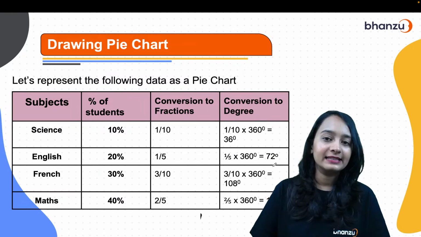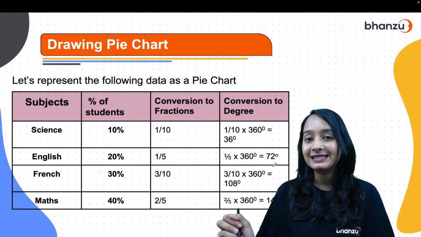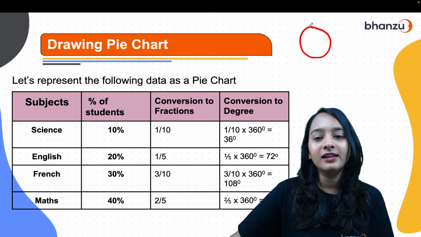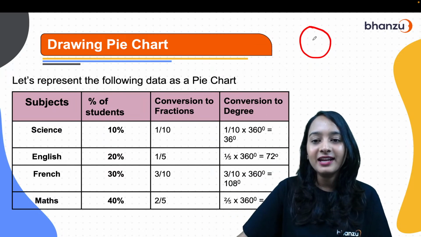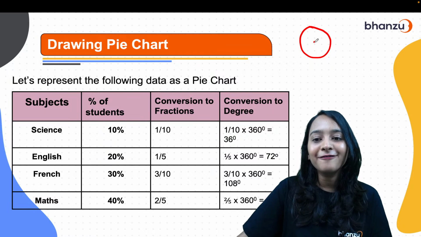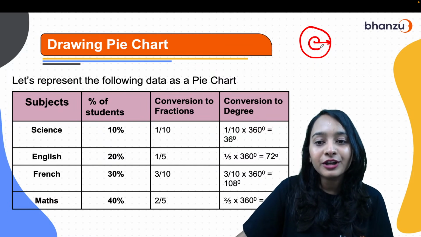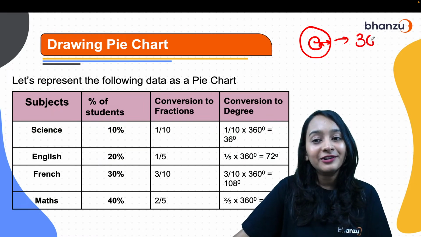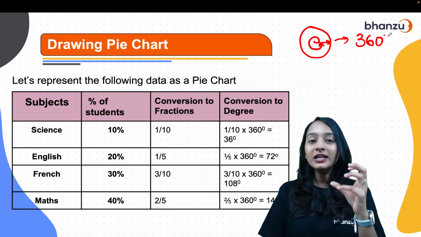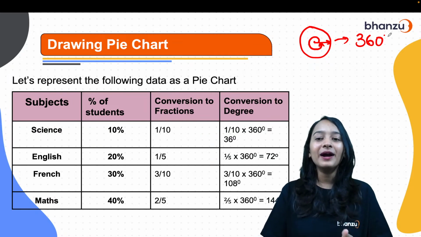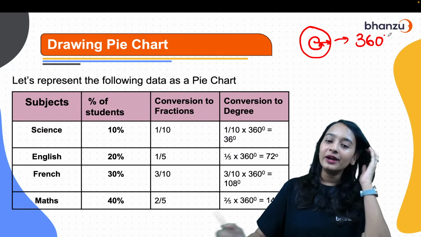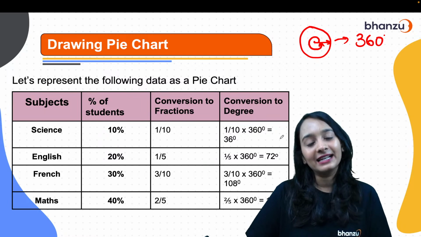Now, if your question is, ma'am, why are we multiplying with 360 and why not 180? When you closely look at the circle, it's a complete angle, right? If I take a center here and measure this particular angle, it is a complete angle. We have already learned the different types of angles in grade 6, right? And the complete angle is nothing but 360 degrees, which is the whole thing. So that's why we multiply with 360 degrees.